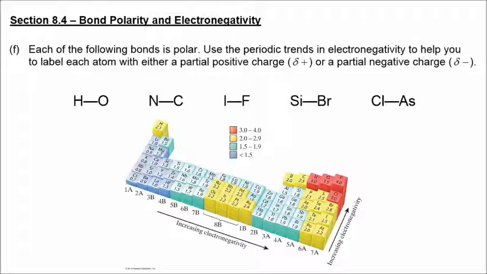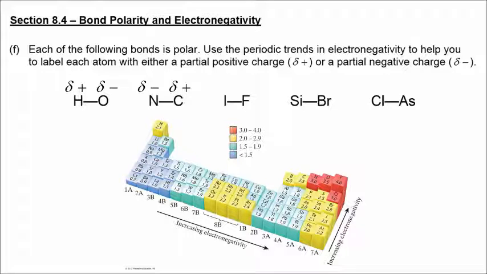So each of the following bonds is polar, but we're going to look at the trend in electronegativity to decide which atom is partially positive or partially negative. Looking at hydrogen and oxygen, since oxygen is further to the right and is more electronegative than hydrogen, the hydrogen gets a partial positive charge and the oxygen gets a partial negative. Comparing carbon and nitrogen, nitrogen is more electronegative, so it gets a partial negative charge.